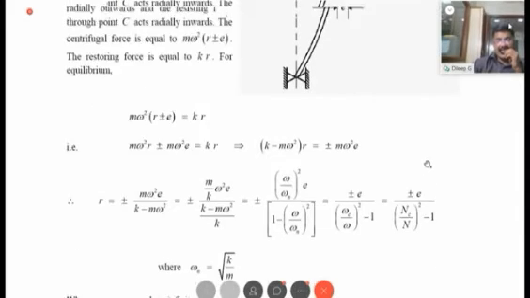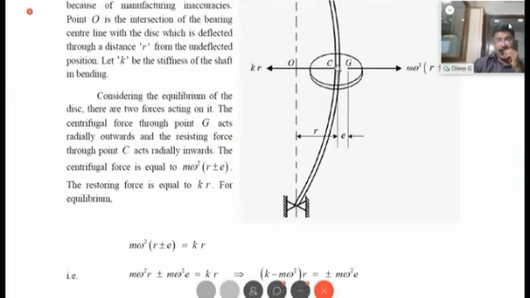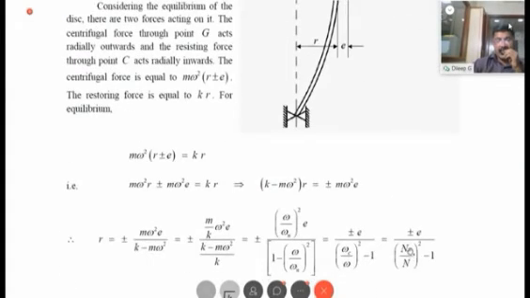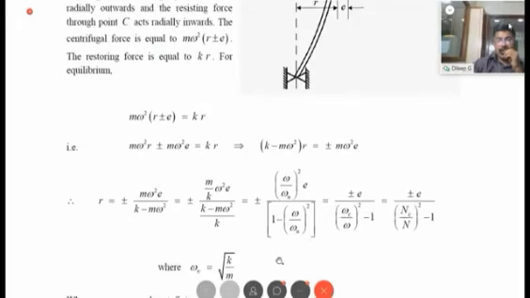And E is the eccentricity. Eccentricity means the distance from the geometric center to the center of gravity. NC is the critical speed in RPM, and N is the operating speed in RPM, the operating speed of the shaft disk assembly. So R is equal to plus or minus E divided by (NC divided by N, the whole square, minus 1). So we are going for some practical problems now.